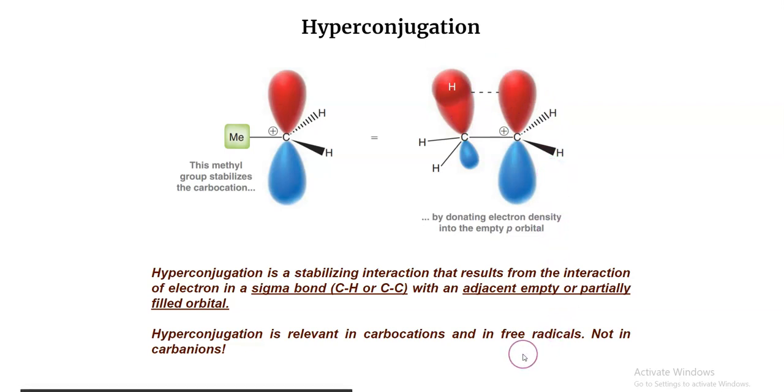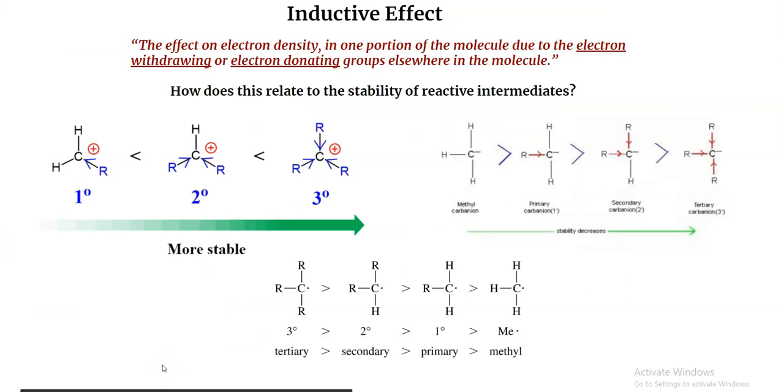Okay, so the hyperconjugation effect is not present in carbanion. It is only present in carbocation and free radicals. And in both those cases, hyperconjugation helps in the stability of the carbocation and free radical. The more the hyperconjugation, the more the stability. Okay. Now the second factor is the inductive effect.